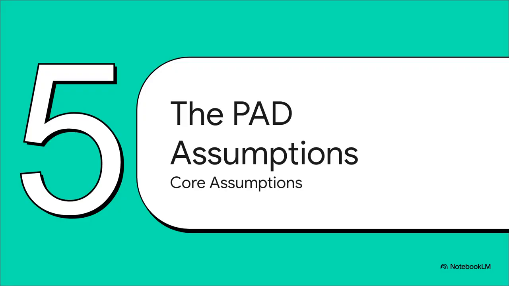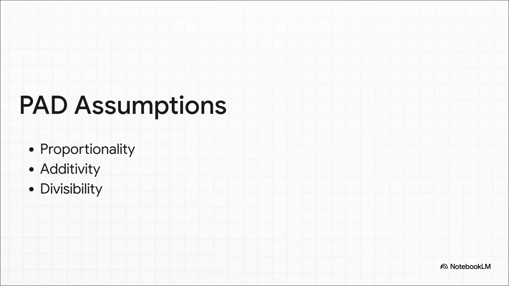Moving to section 5, the PAD core assumptions. And this brilliantly illustrates our second major study hack for the exam. Behind every single model are these strict theoretical rules you just have to accept for the math to work properly. Think of a writing pad: proportionality, additivity, and divisibility. Let's unpack exactly what these mean so you can easily spot them on your tests.